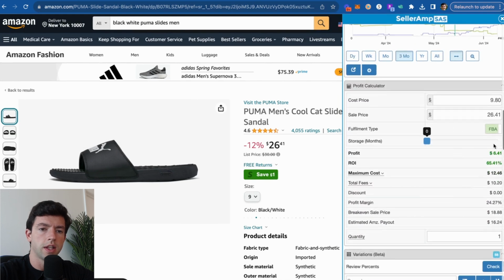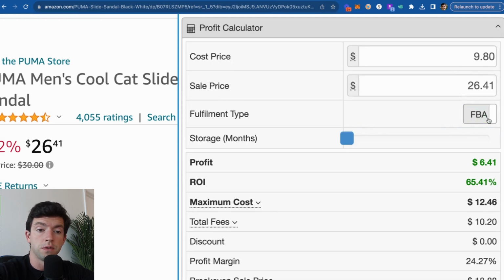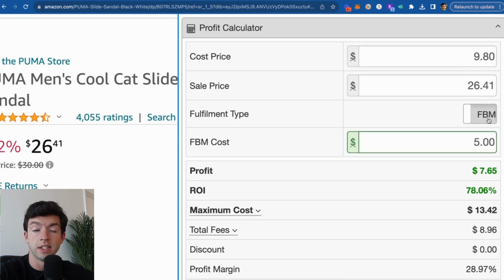So if we go down here on SellerAmp and filter over to FBM, this is probably going to ship for about $5 merchant fulfilled. So we can see FBA, it's about $6.40 profit per sale and a 65% ROI. But FBM, it's about $7.60 profit per sale and a 78% ROI. So it's really important to note that some listings can actually be better to merchant fulfill compared to FBA, especially when they're above 25 bucks but below a pound.